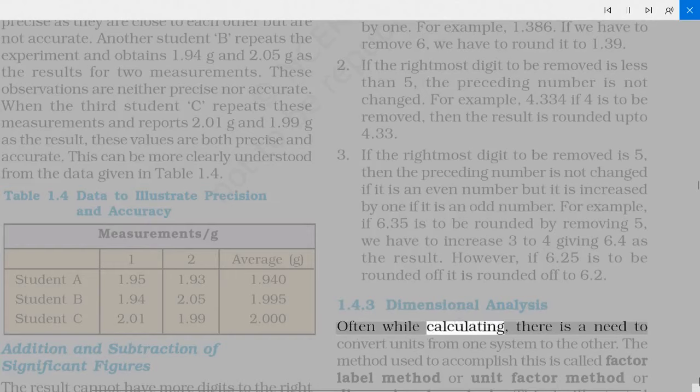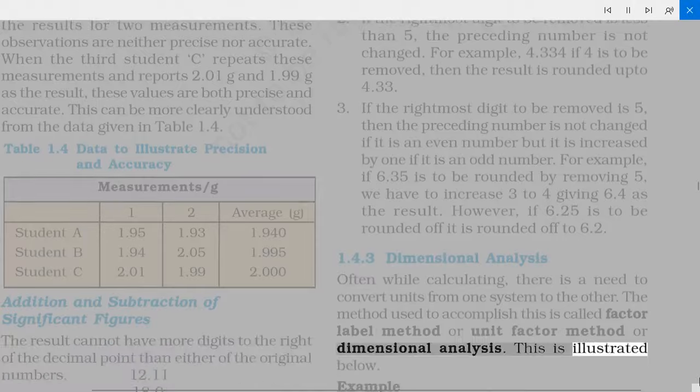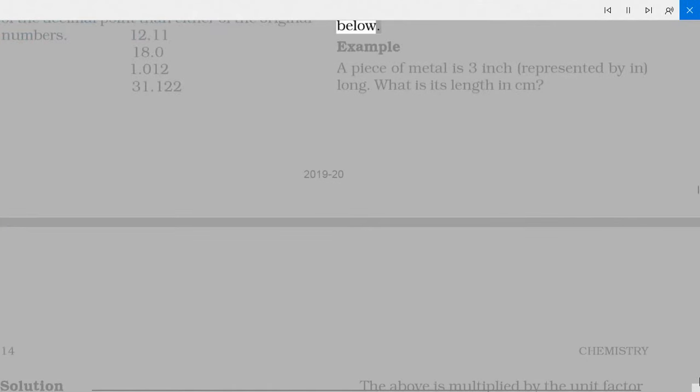Often while calculating, there is a need to convert units from one system to the other. The method used to accomplish this is called the factor label method, or unit factor method, or dimensional analysis. This is illustrated below. Example: a piece of metal is 3 inch, represented by in, long. What is its length in cm?